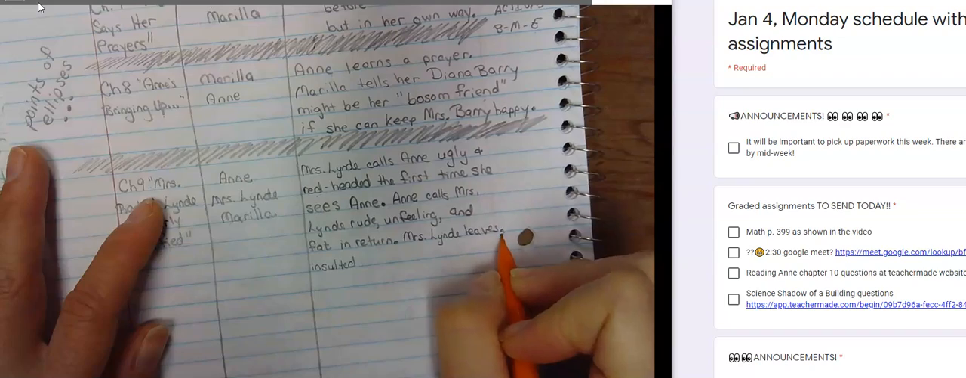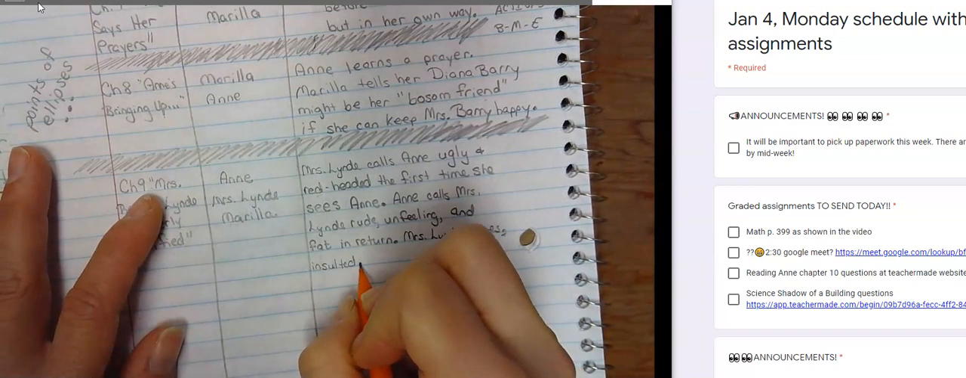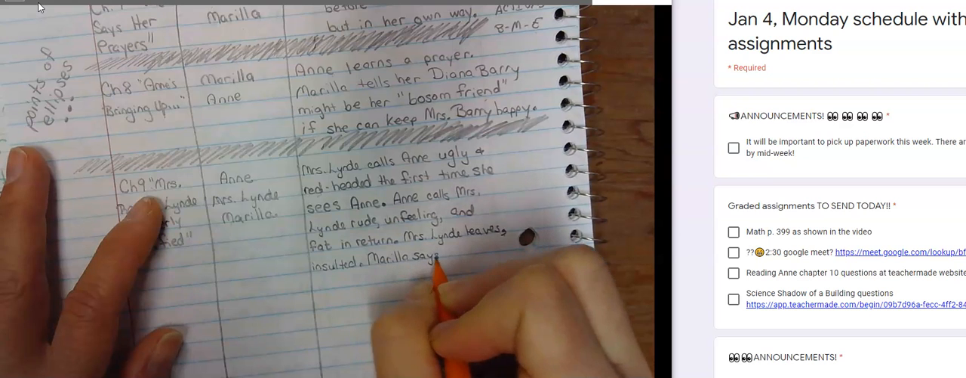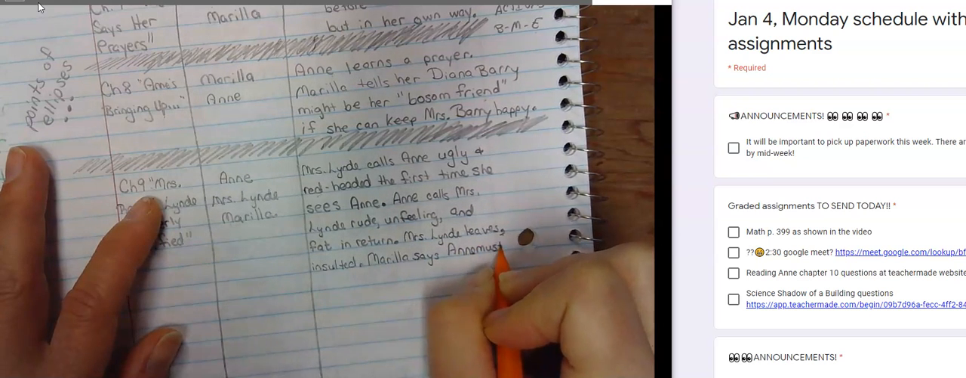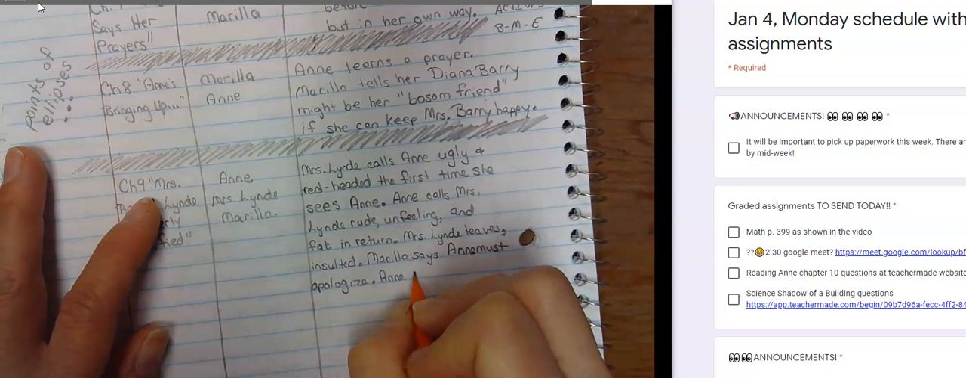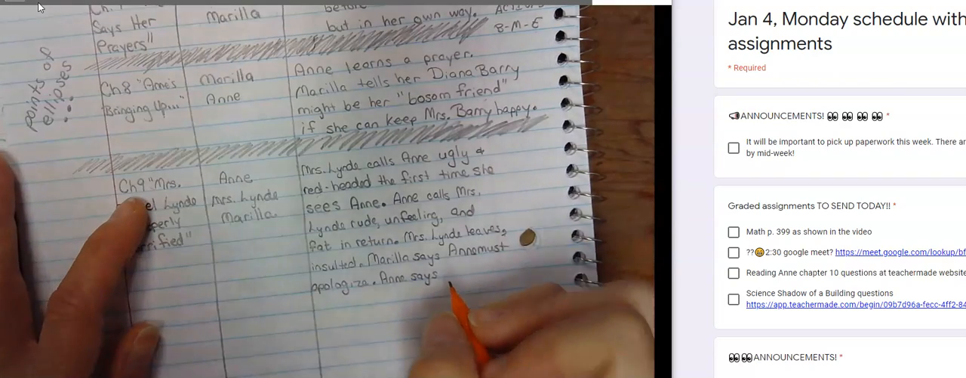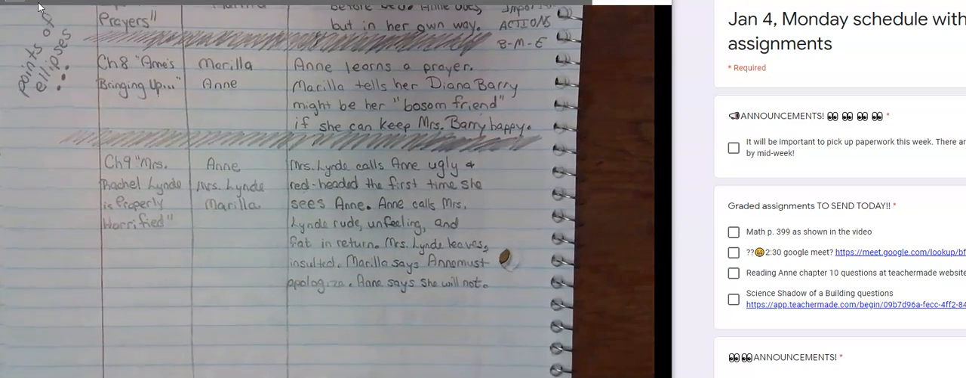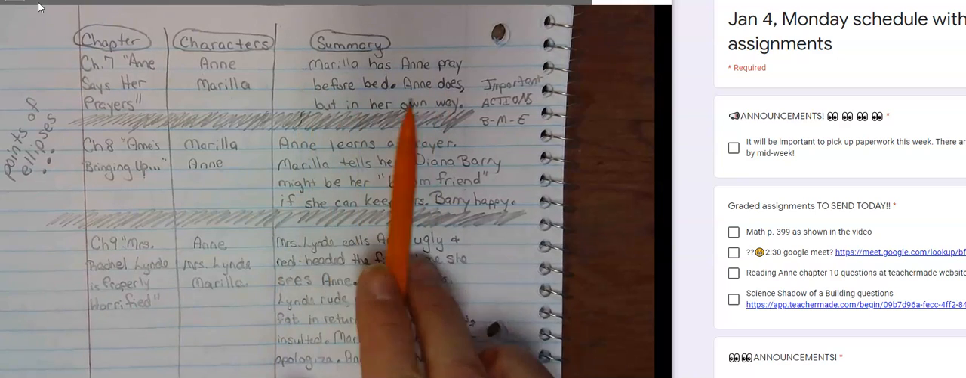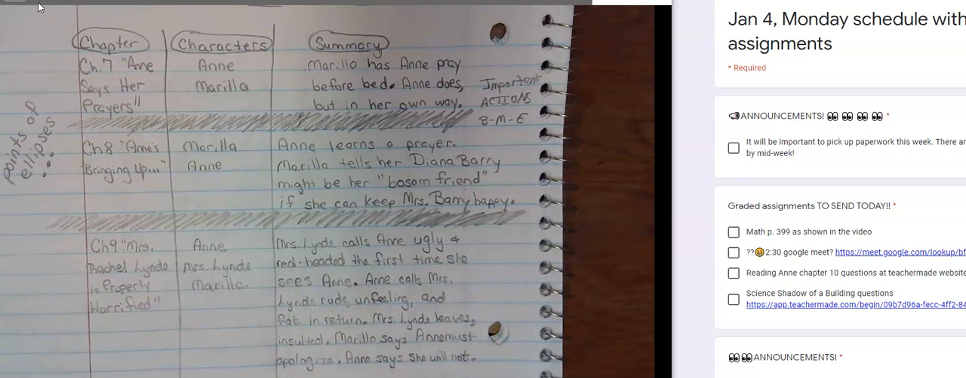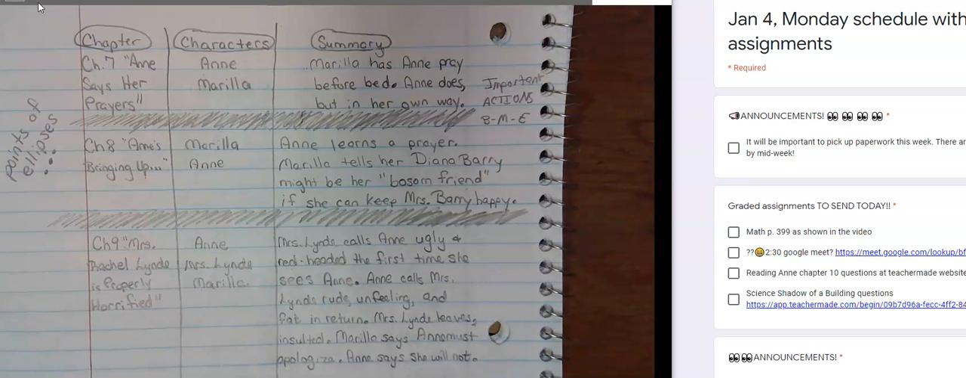I could have put feeling insulted, but I can put the comma instead to make it a little shorter. Finally, Marilla says Anne must apologize. Anne says, okay, not likely. Anne says she will not. Some chapters, it's easier to tell the beginning, middle, and end very quickly. Other chapters in Anne, there is a lot of action, and it's important to include that action. This is the summary of chapter 9.